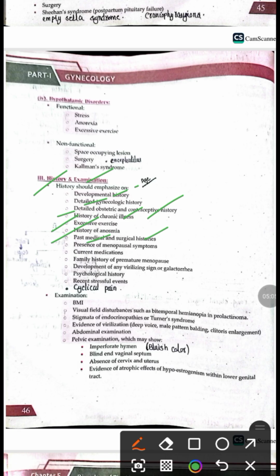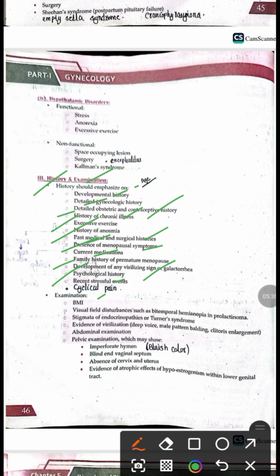Also ask about the presence of premenopausal symptoms. Also ask whether the patient is using any medication or not. Also ask about the family history of premature menopause, and ask about the development of any virilizing signs or galactorrhea. Also take a psychological history and ask about any recent stressful event or any history of cyclical pain.